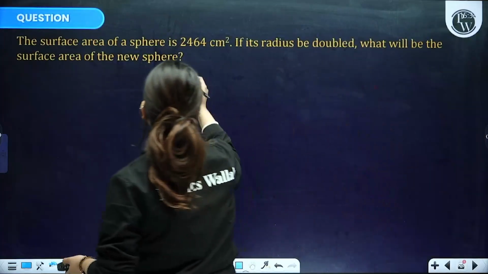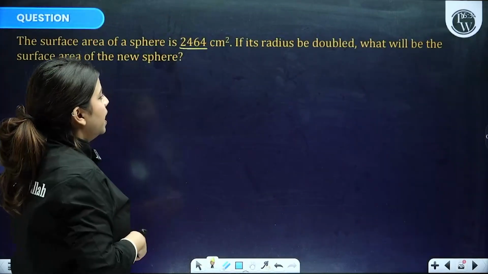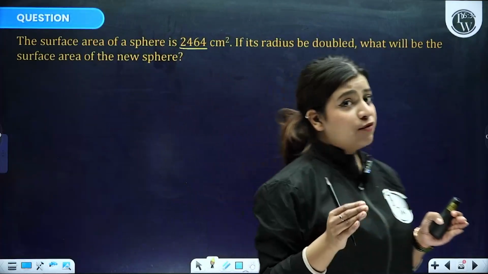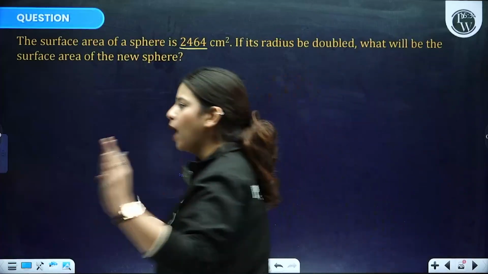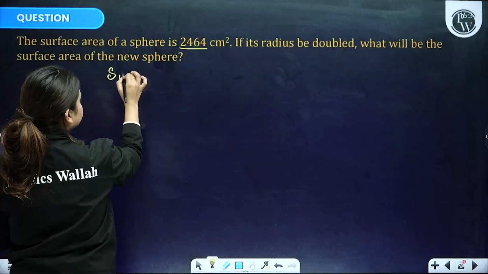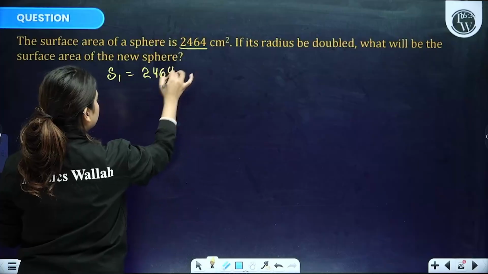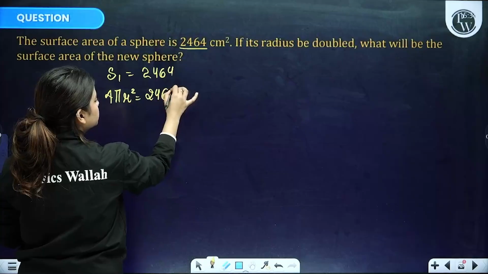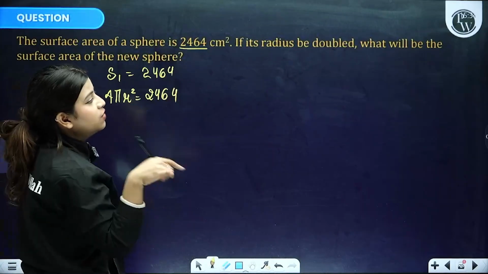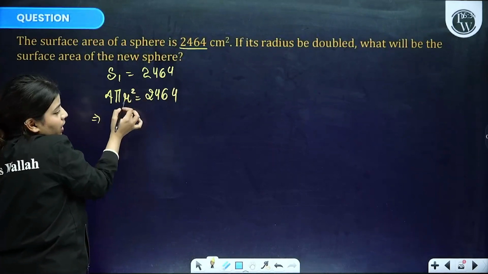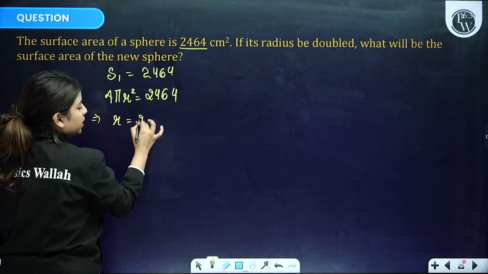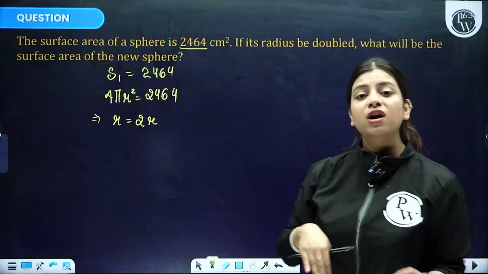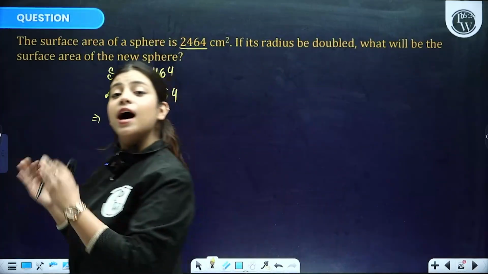The surface area of a sphere is 2464. If its radius is doubled, what will be the surface area of the new sphere? So in this type of questions, you do not have to find out the radius. See how you have to do it. The surface area is given to you as 2464. Basically, 4 pi r square is given to you as 2464. Now, they are saying that the radius is doubled. For example, earlier the radius was r, now the radius is 2r. If earlier it was 2, then now it's 4. If it was 8, now it's 16. If it was r, now it's 2r.